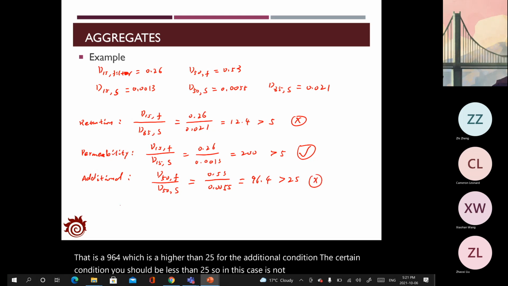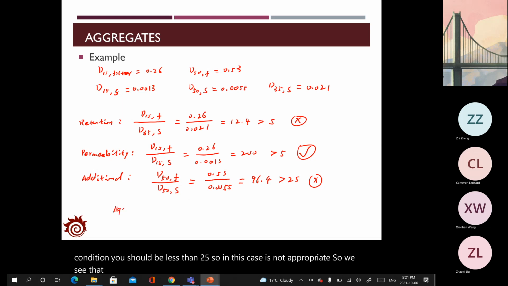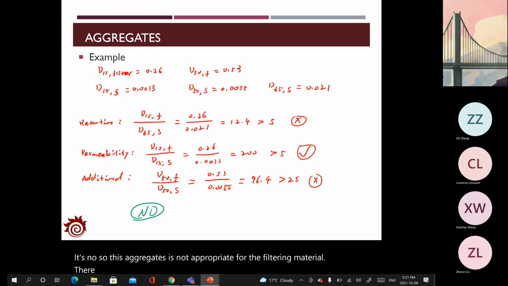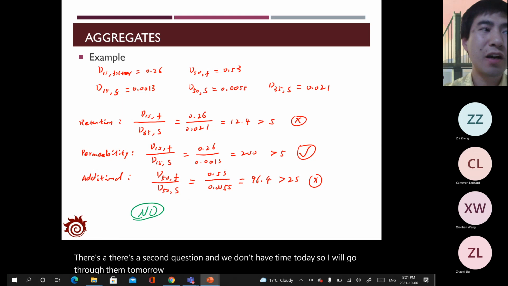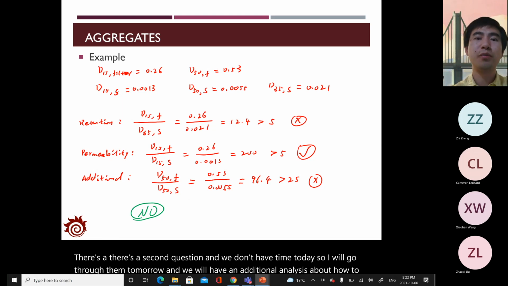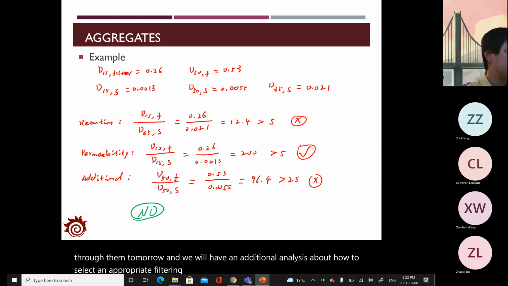So the answer for these aggregates is no. This aggregate is not appropriate for the filtering material. There's a second question, and we don't have time today. So I will go through it tomorrow, and we will have an additional analysis about how to select appropriate filtering materials for this specific soil.